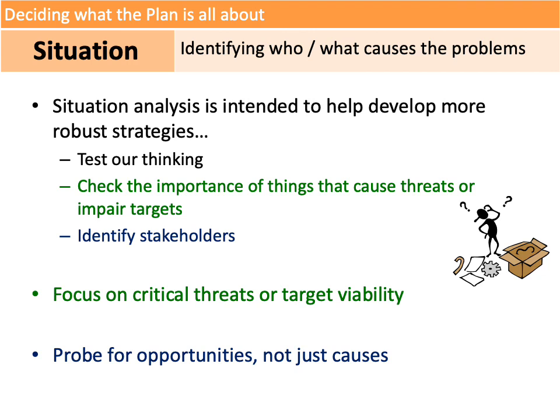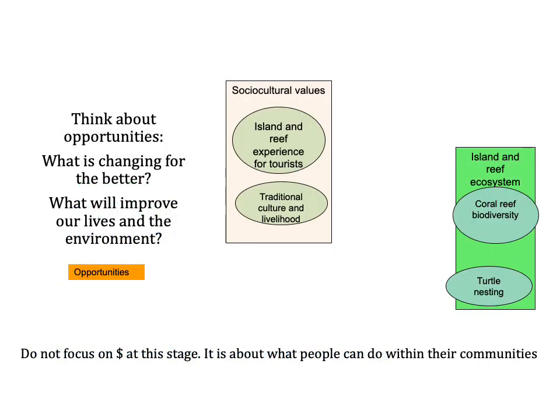We touched on the fact that this can easily get overcomplicated, so we really get people to focus on critical threats or targets which have very poor health or poor viability. We touched on the fact that you're not just thinking in this step about the problems and the causes of the problems, you're also thinking about opportunities. What's changing for the better? What will improve our lives and the environment? So you don't need to focus just on the problems. We also suggest you don't focus too much on what dollars would be needed at this stage. It's about what people can do within their communities.